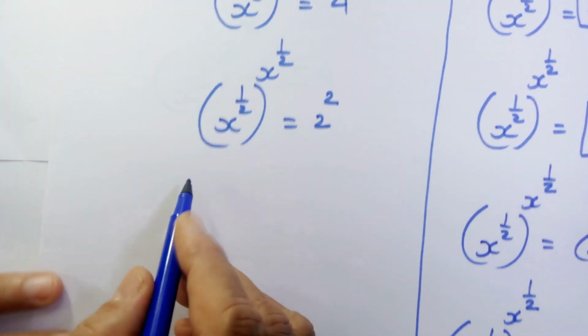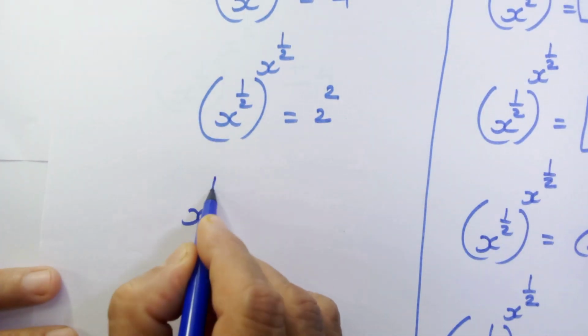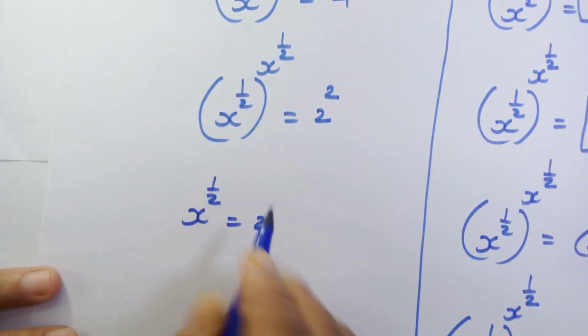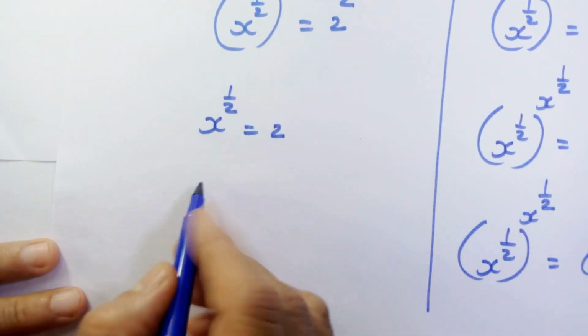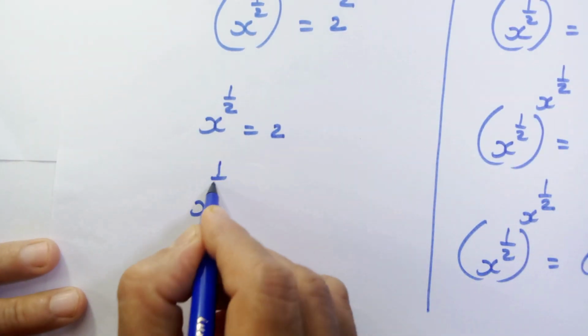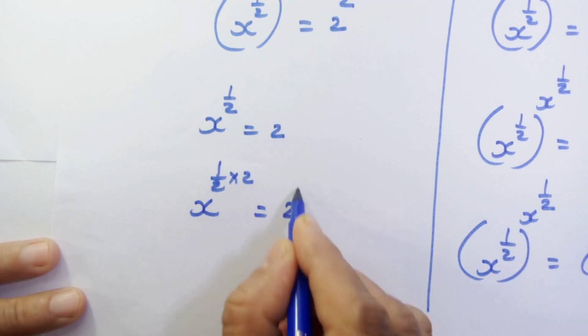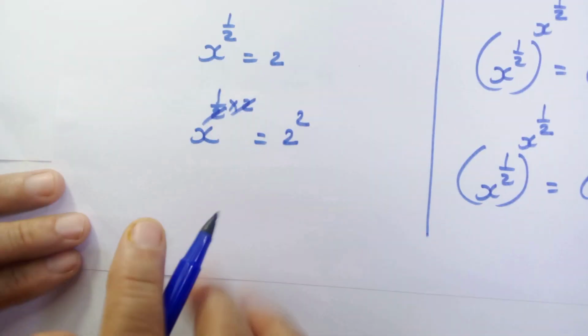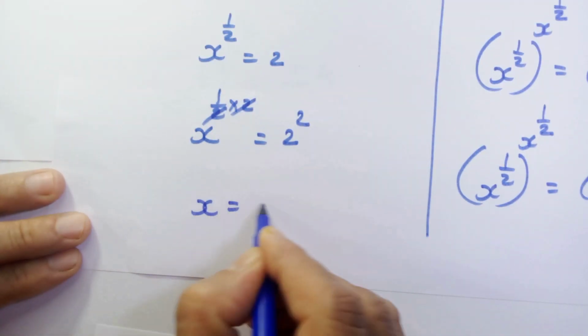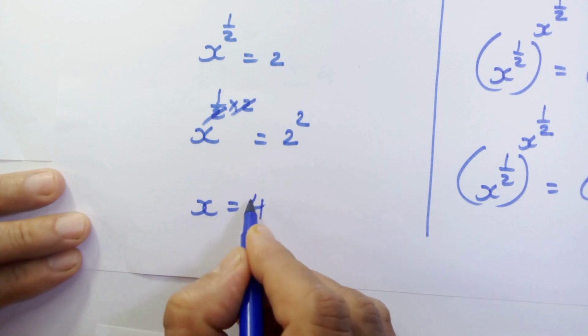So we can equate x raised to 1 upon 2 is equal to 2, squaring both the sides. So we have x raised to 1 upon 2 into 2 is equal to 2 square. This 2 will be cancelled. So we have x is equal to 4 is the answer.